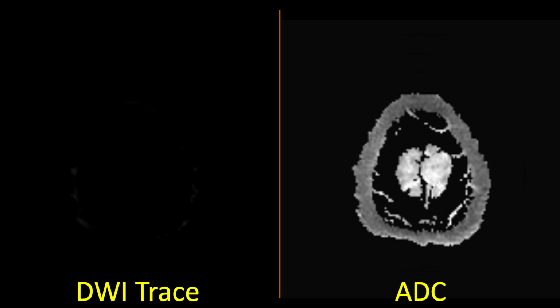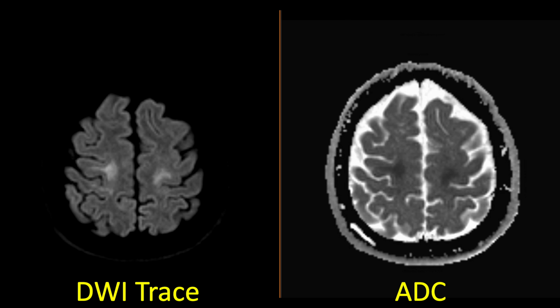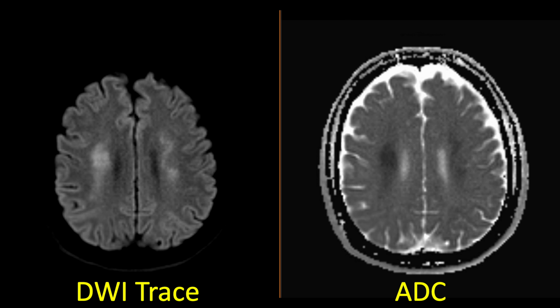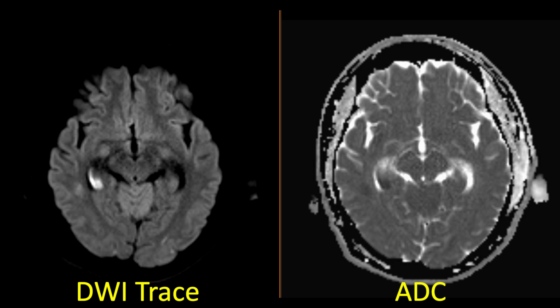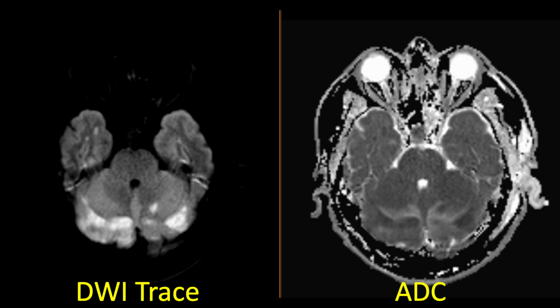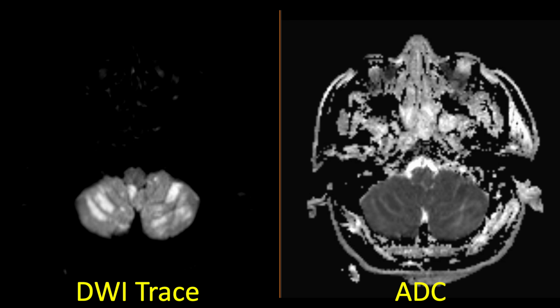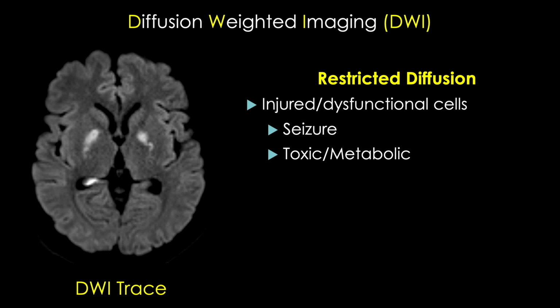Let's take one more look at this and think about the pattern we're seeing. It's weird, right? Whenever you see a pattern of restricted diffusion that seems erratic, affecting multiple different regions of the brain in a somewhat random, disorganized pattern, you have to raise the question of toxic metabolic etiologies. So why would this cause restricted diffusion?